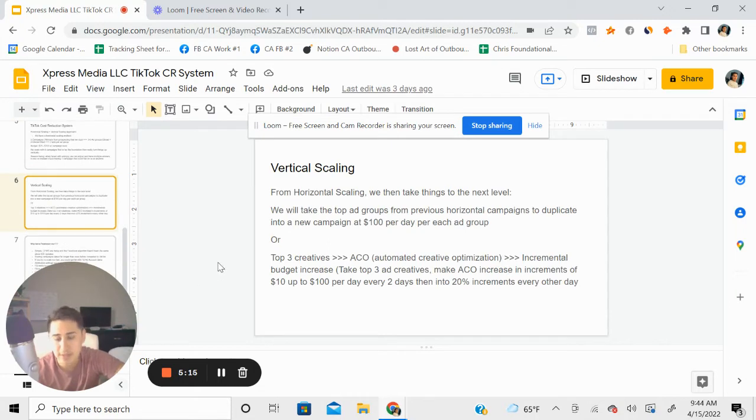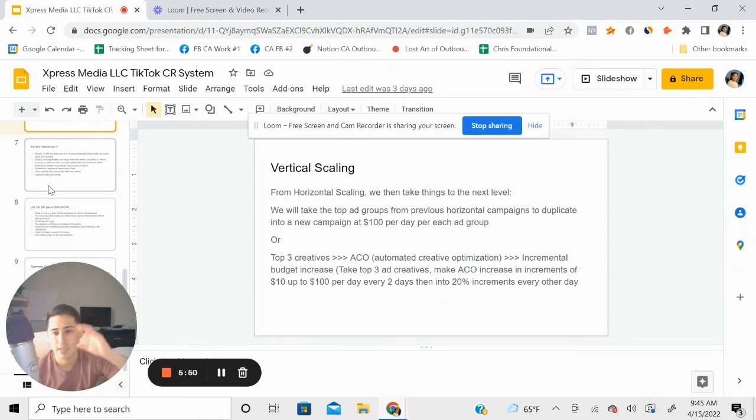Based off the winners from the horizontal scaling campaign, we take things to the next level, where we take the top ad groups from the previous horizontal campaigns, look to duplicate into a new campaign at $100 per day per each ad group, or we leverage the top three creatives, creating an automatic creative optimization approach where we increase the budget incrementally. So then we take the top three ad creatives, make AOC increase increments of $10 up to $100 per every 2 days, then into 20% increments every other day. So that is the process.